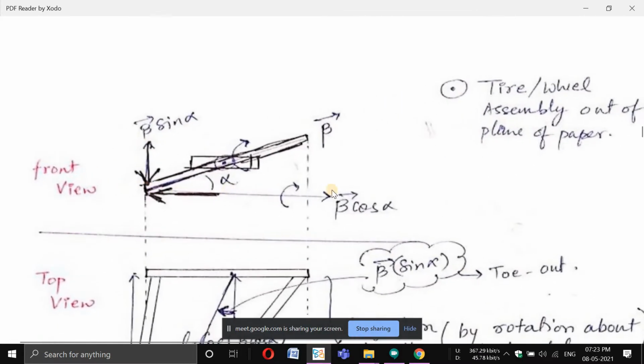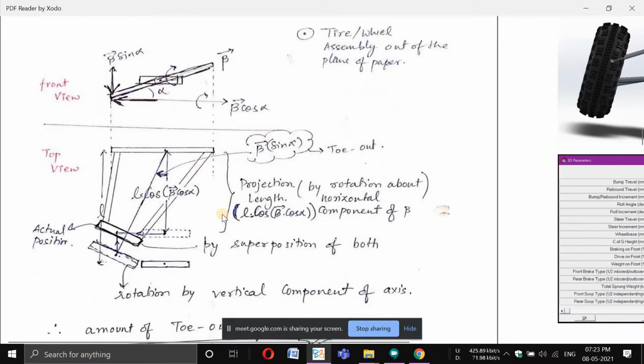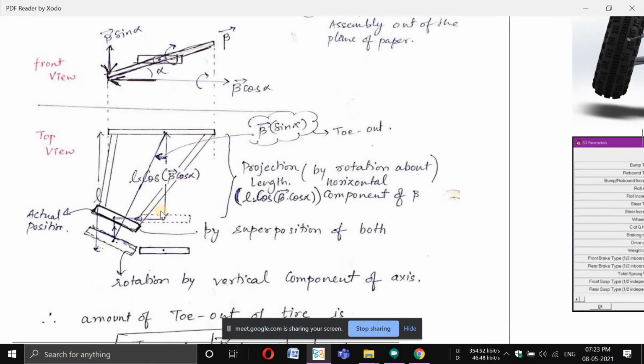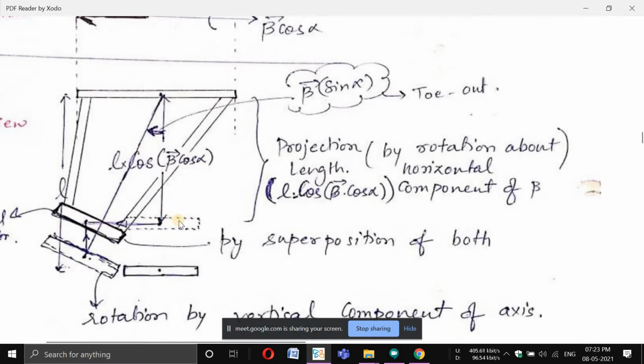This was the front view. Beta cos alpha has been visualized, that is how beta cos alpha is there, and beta sin alpha is the key. This is the key which shows that, sir, these dotted lines I have represented the initial position of the outboard axis. This dotted rectangle, as you can see, was the initial.